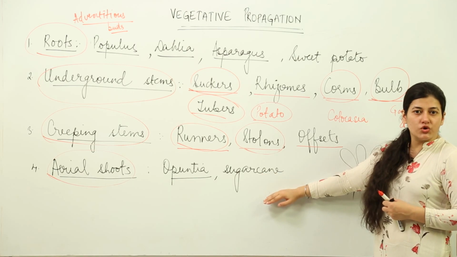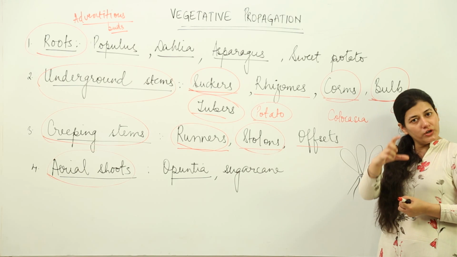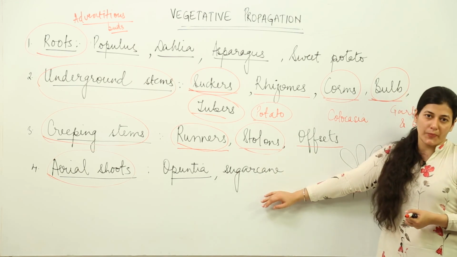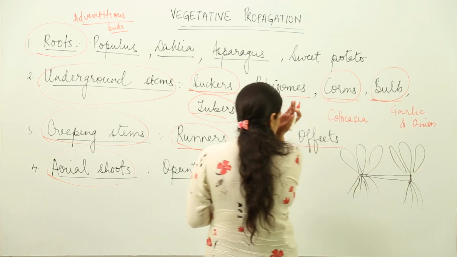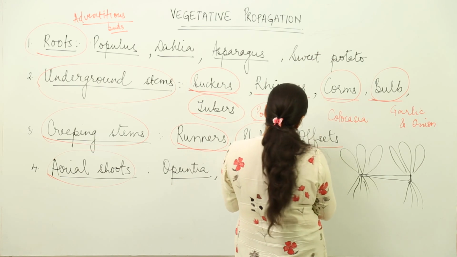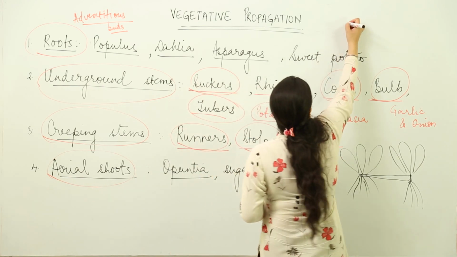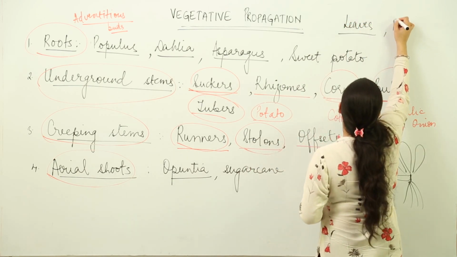The other example is sugarcane. You take that part which has the bud present in it, put it in the soil, and it would give rise to a new plant. So that is again a vegetative propagation method. Apart from these four, we have the example of leaves, and we have the example of bulbils.